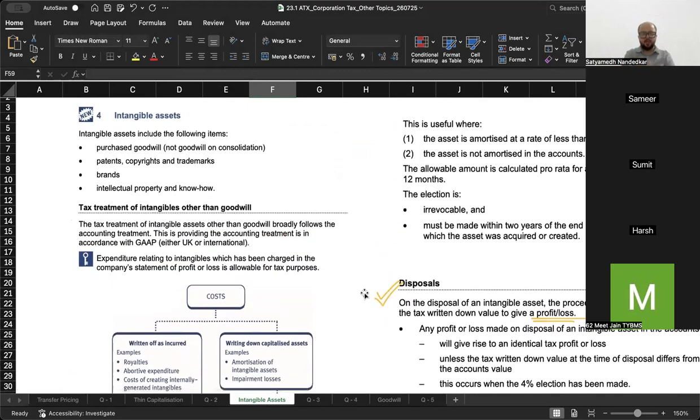In intangible assets, either you claim the same amortization that is given in the books of accounts, or if that seems low, 4% of the cost can be taken as amortization every year. If I'm talking about an intangible asset, I get an election to do this. When an intangible asset is disposed of, then at that time it is not a capital gain, but it is added to the trading income.